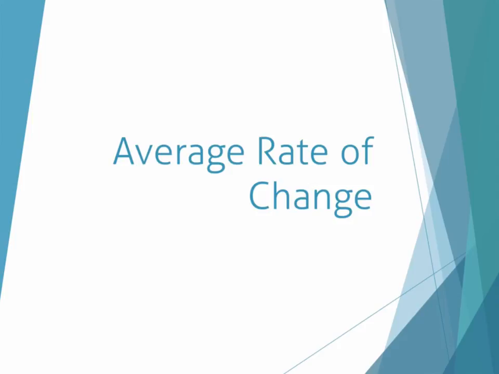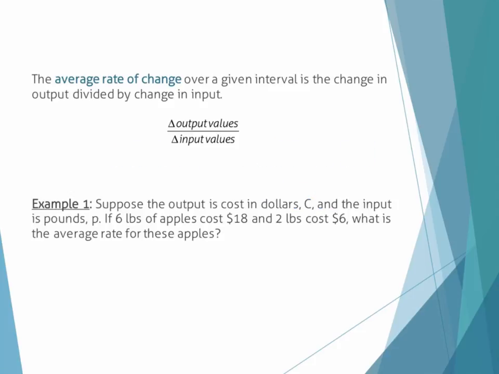In this lesson, we're going to discuss the average rate of change for a set of data. The average rate of change over a given interval is the change in the output divided by the change in the input. In math, we use symbols to represent the phrase "the change in," and that's the Greek letter delta.